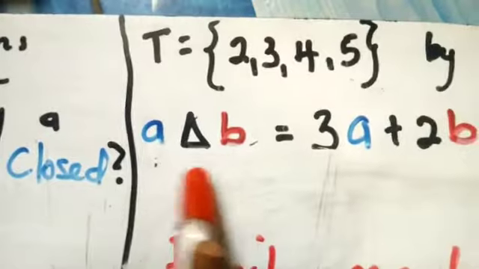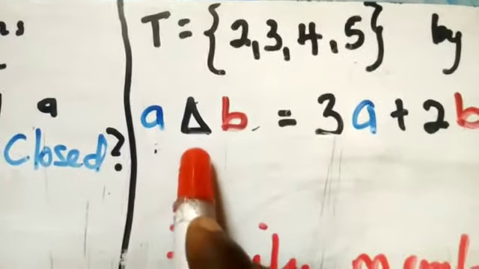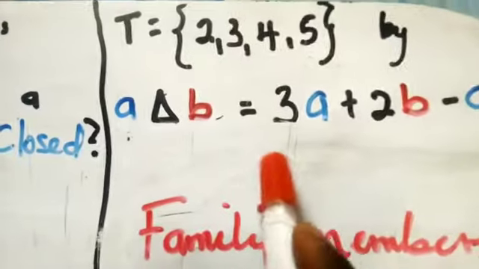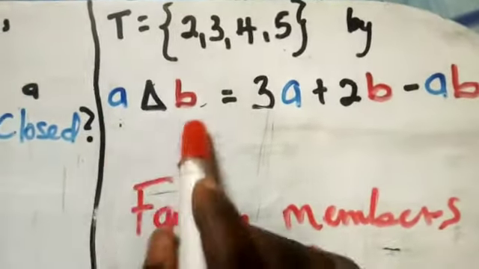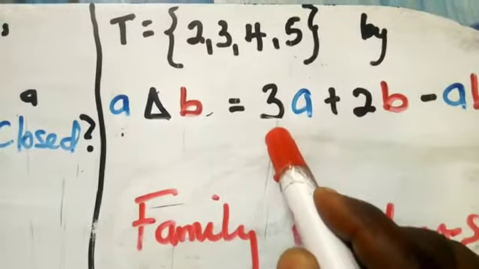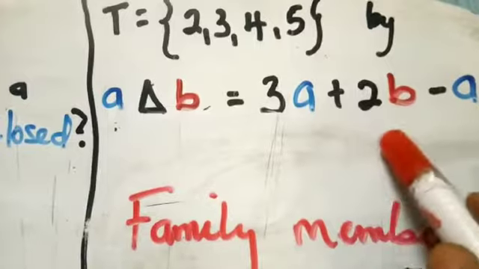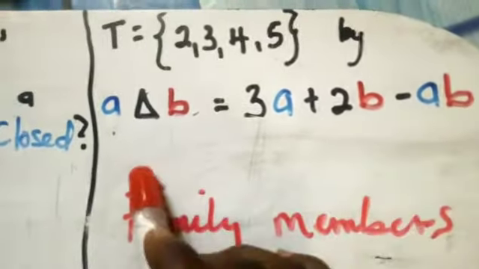And then we want to combine any two of you together by this operation. Assuming this is a law by the family, that for two of you to be combined together, you must pick 3 multiplied by the first person, plus 2 multiplied by the second person, minus the multiplication of the two. That is the law of your family.